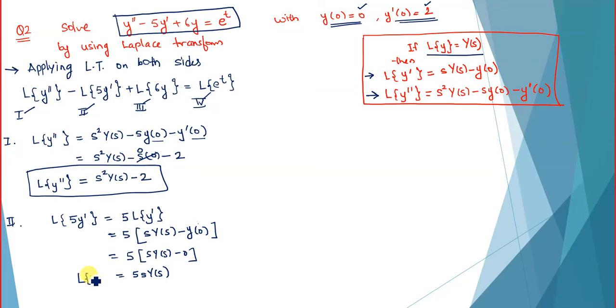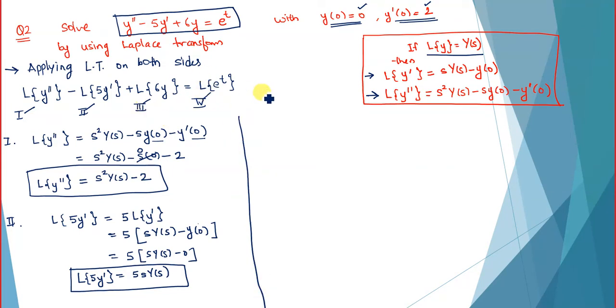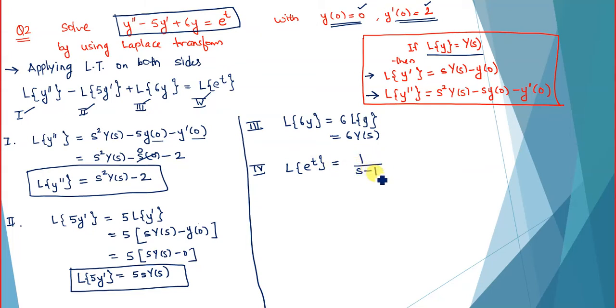So this is 5 times s capital Y of s. See, here it is important how you write 5 and s. Don't get confused between 5 and s. Okay, you should write in such a way that you are able to distinguish between them. Third term, Laplace of 6y. Again 6 being a scalar, take it outside, Laplace of y. Laplace of y is nothing but Y of s. So this gives you 6Y of s. And for the fourth one, using the rules of Laplace transform, e power t is 1 over s minus 1.